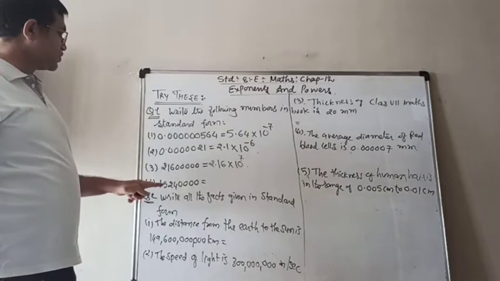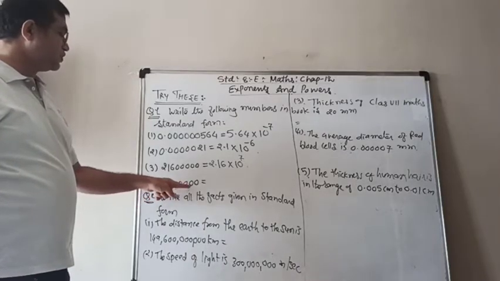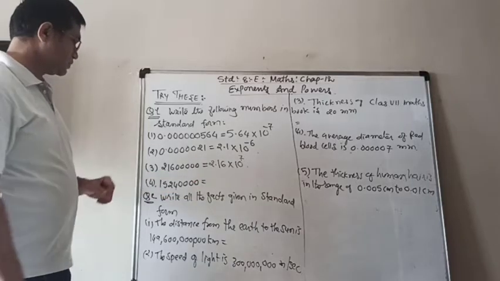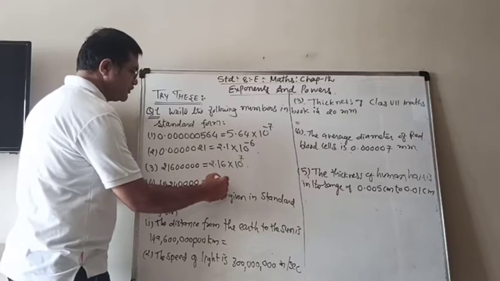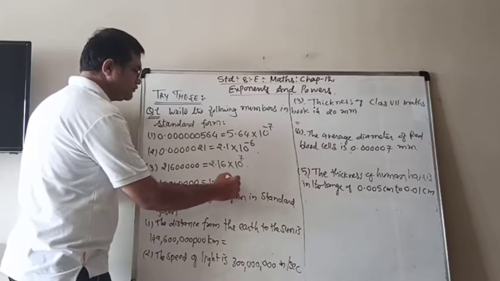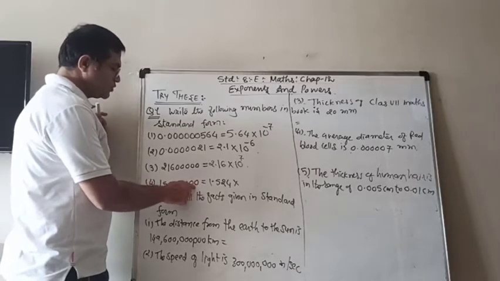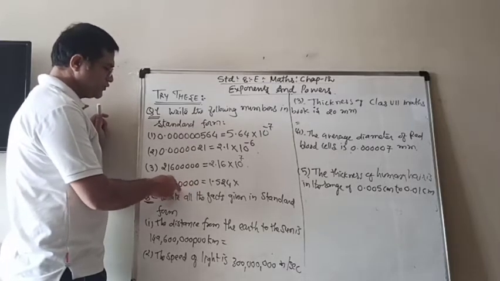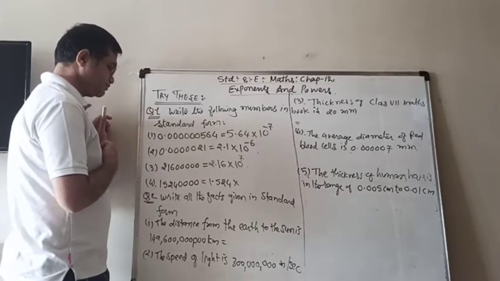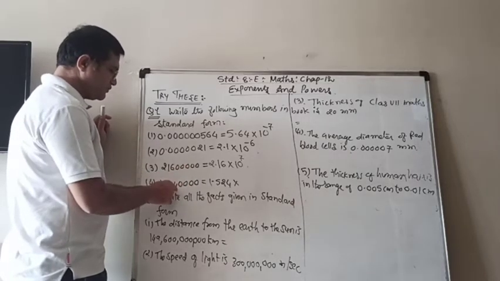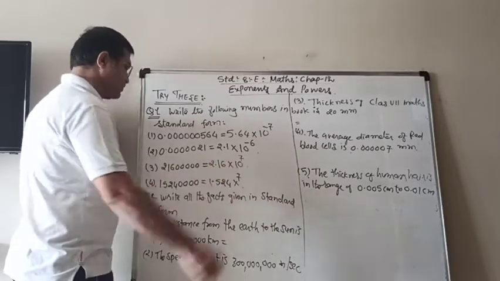The last one is 1,524,000. So I need the decimal point after 1. So 1.524. Now how many places did we move? So 1, 2, 3, 4, 5, 6 and 7. Because 4 zeros and another 3 digits. So 10 raised to 7.